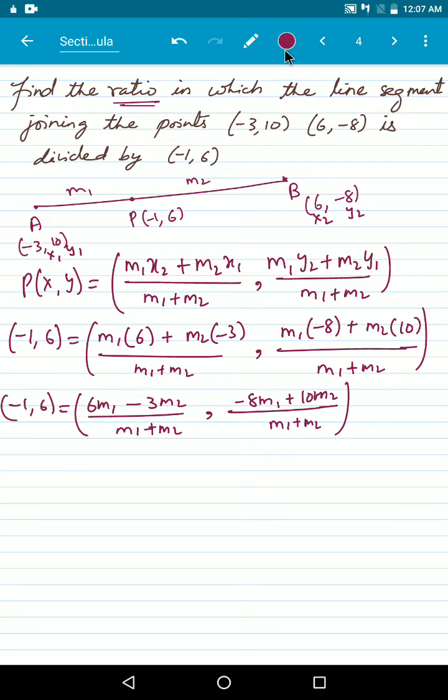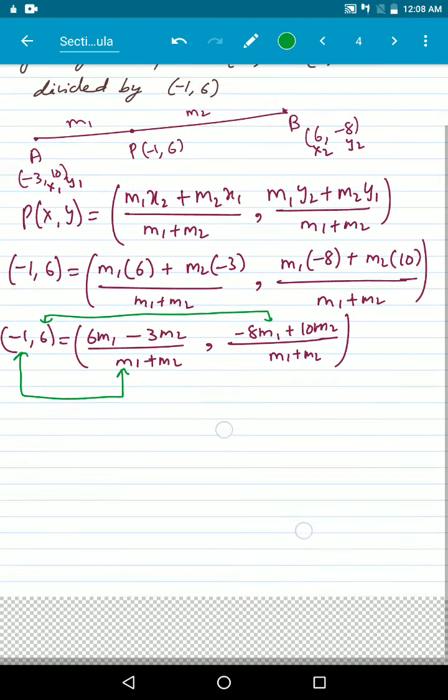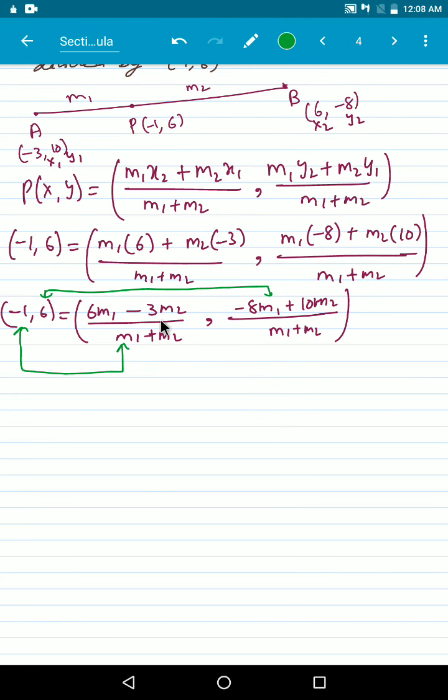Now if you observe carefully, this abscissa should be equal to this one because these two are equal, right? So minus 1 should be equal to 6m1 minus 3m2 divided by m1 plus m2, and this 6 should be equal to the ordinate. 6 should be equal to minus 8m1 plus 10m2 divided by m1 plus m2. So we can take any one of these. We can either take the abscissa or the ordinate and simplify. Let us take the abscissa. Minus 1 is equal to 6m1 minus 3m2 divided by m1 plus m2.